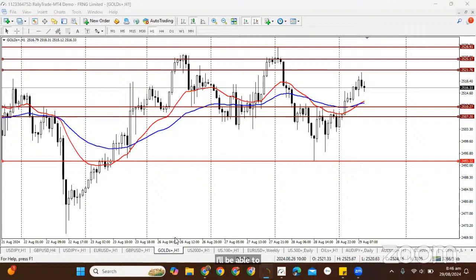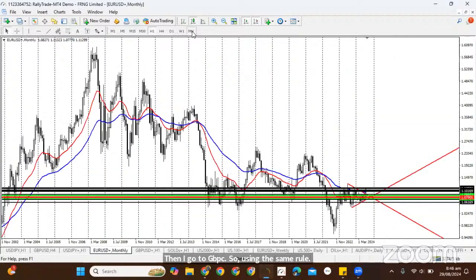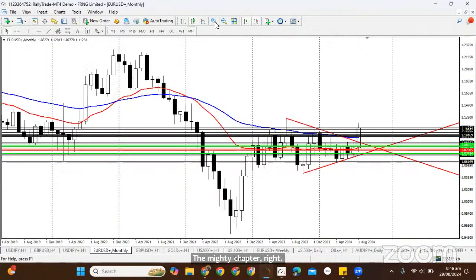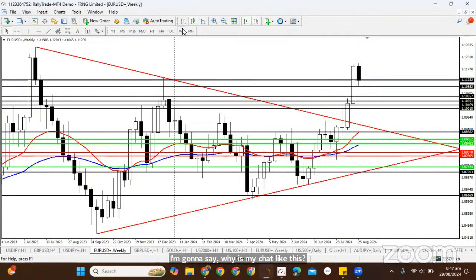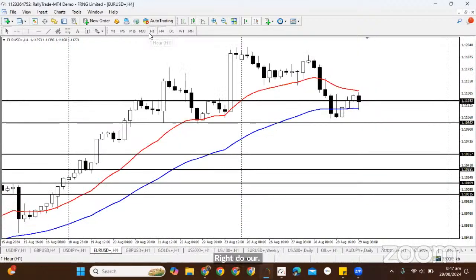I think somebody said GBP CHF, or let's do Euro USD first. Then I go to GBP CHF. So using the same rule. But before you use that rule, remember to start your analysis, don't mind the chart, all right? Remember to start your analysis from the higher time frames. Okay, somebody says, why is my chart like this? Don't worry. Your chart will soon look like mine, as you understand everything we are teaching you. Right, D1, then H4, and H1.